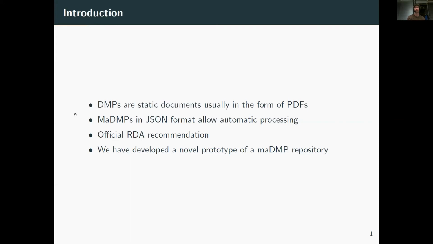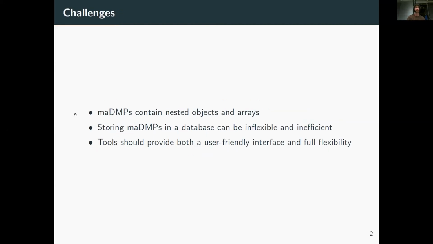As most of you, or all of you, probably already know, DMPs are usually static documents in the form of PDFs, and maDMPs are an improvement in the JSON format that allow automatic processing. What we have developed is a prototype of a maDMP repository to manage maDMPs and allow the search of them. So what are the challenges with maDMP management and search?